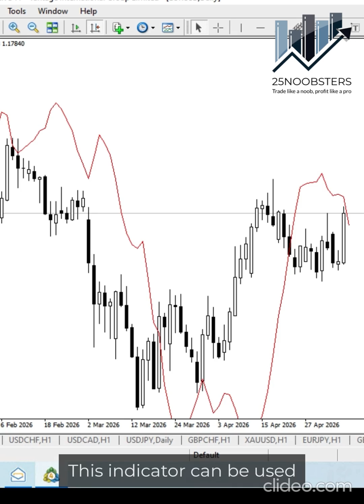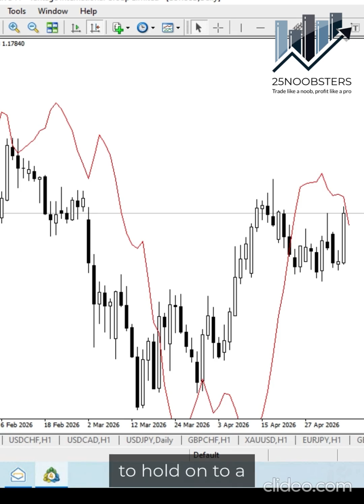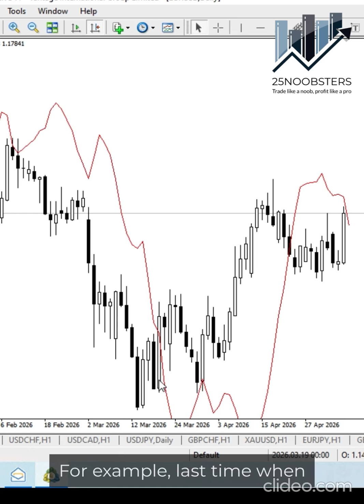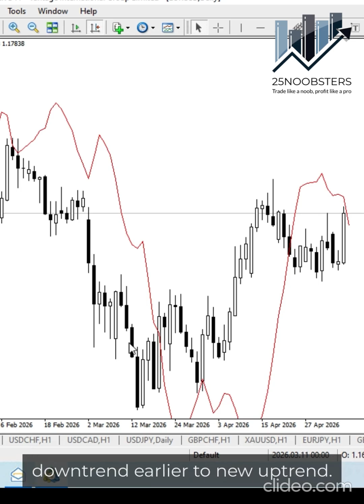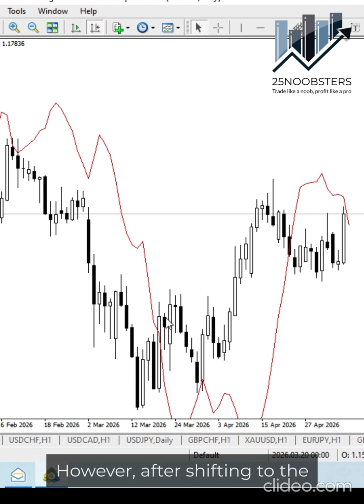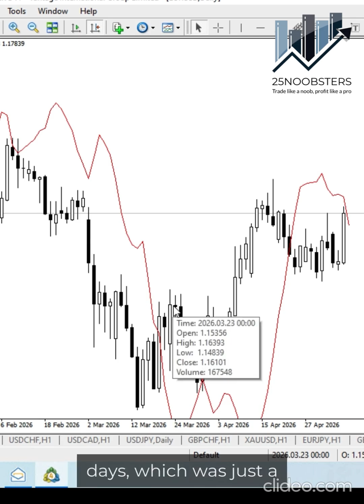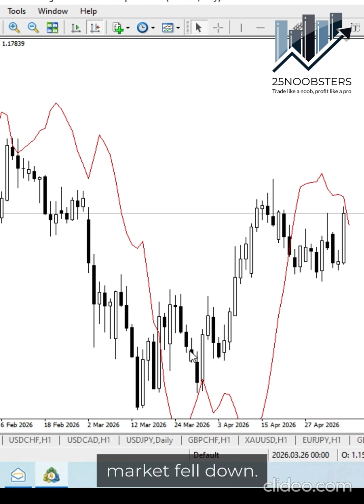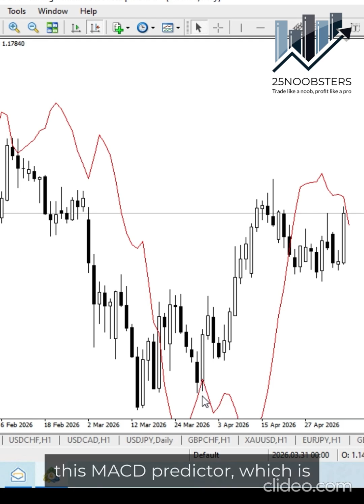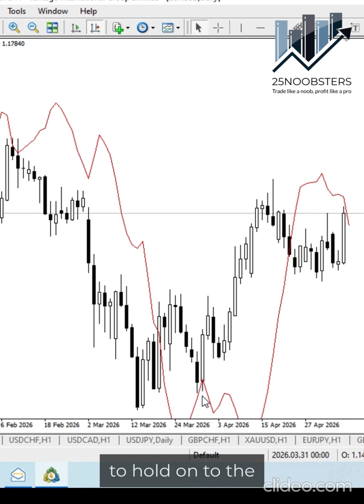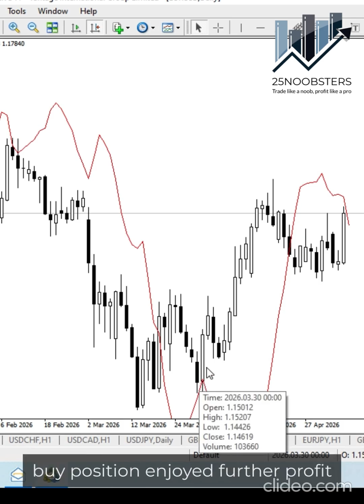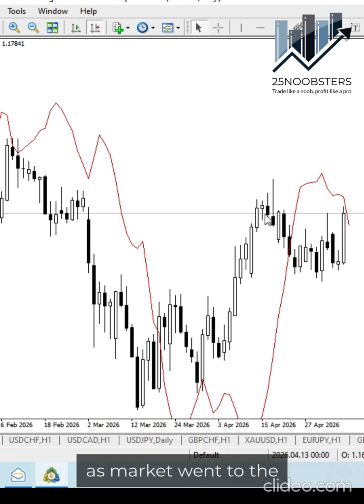This indicator can be used to hold on to a position. For example, last time when this big bullish candle was made, the trend shifted from the earlier downtrend to a new uptrend. However, after shifting to the bullish side, the market went to the upside just for 3 days, which was just a minor upward move, and then the market fell down. However, it didn't close below this MACD Predictor, which is why the buyers were supposed to hold on to the buy position, and the people who held on to their buy position enjoyed further profit as the market went to the upside.